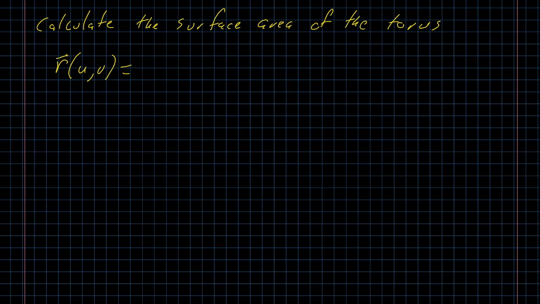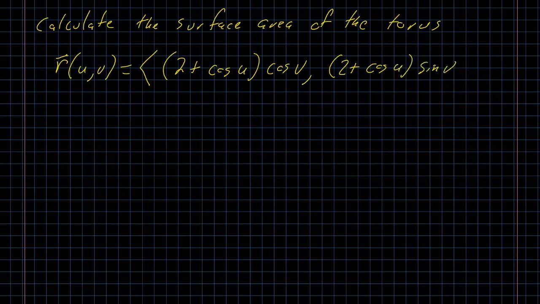So I would like you to calculate the surface area of a torus. This particular torus is going to be defined as having components 2 plus the cosine of u times the cosine of v, 2 plus the cosine of u times the sine of v, and sine of u for the z component.